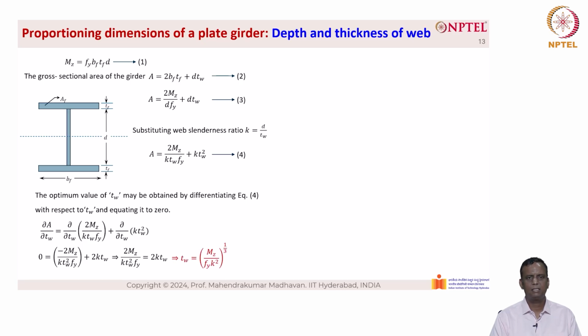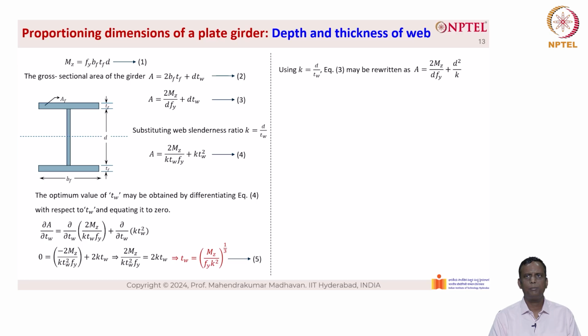When we rearrange the terms, we have Tw equal to mg by Fy into K square, the whole power 1/3, which becomes equation 5. A similar exercise can also be carried out using K equal to D by Tw, and equation 3 may be rewritten as A equal to 2 mg divided by D into F sub Y plus D square divided by K, which becomes equation 6.